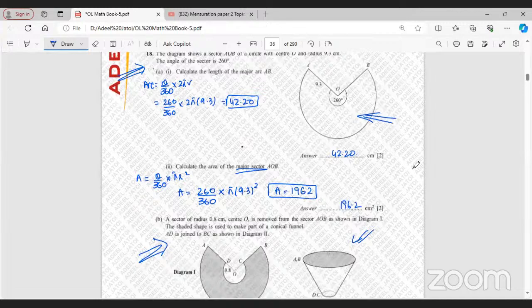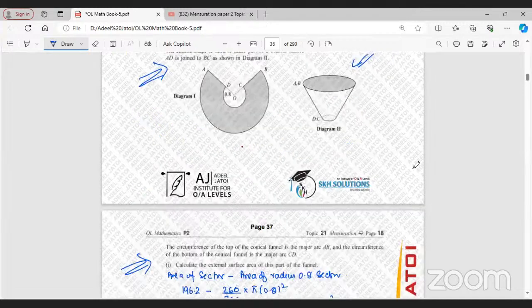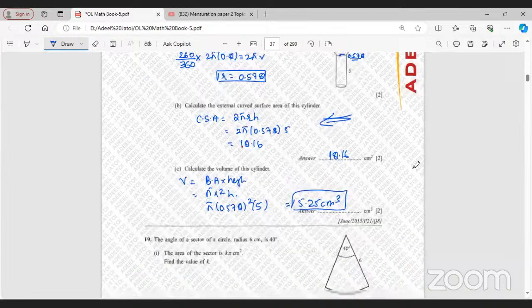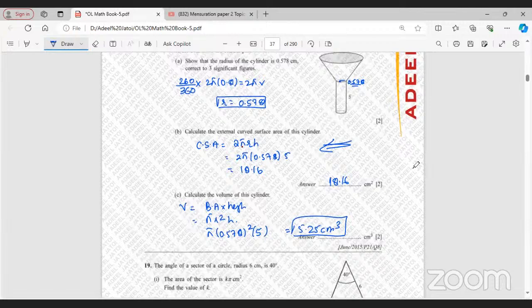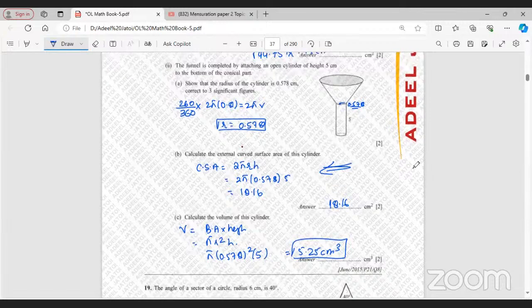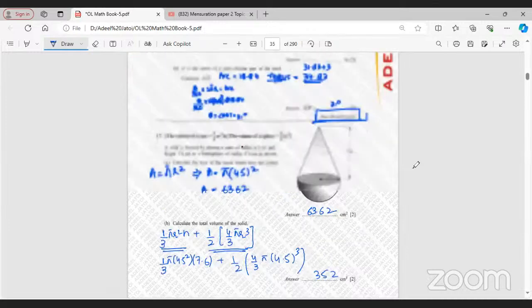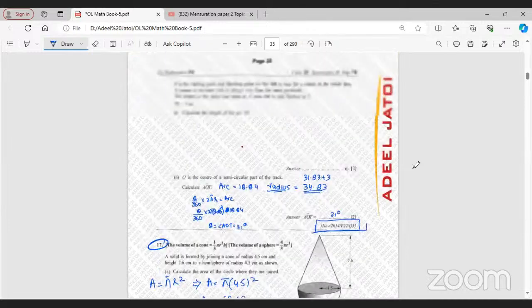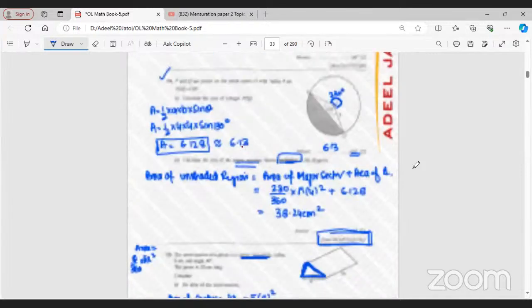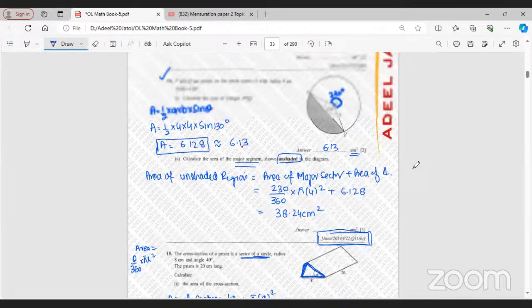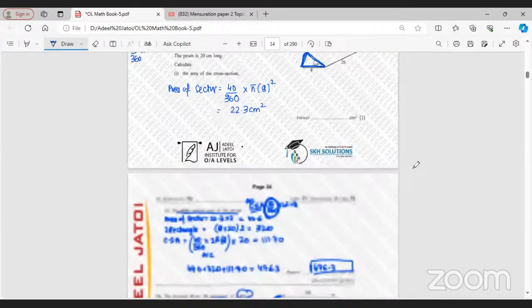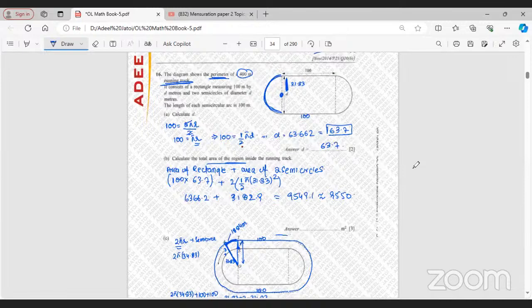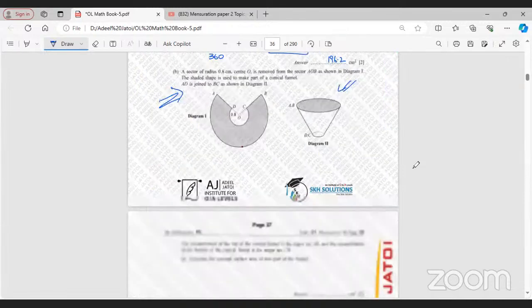So this was question number 18, from June 2015, paper 21, question number 8 from the book. So that's about it for today for O-level maths. We completed a few questions of mensuration from the book. We started off from question number 14, 15, 16, 17, and 18. Thank you.